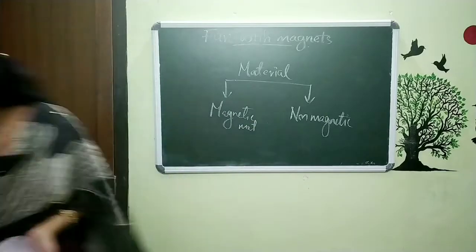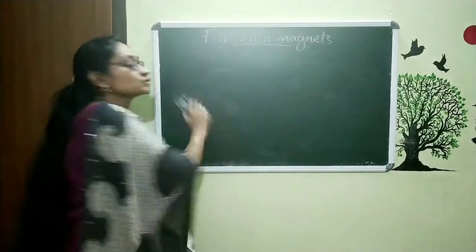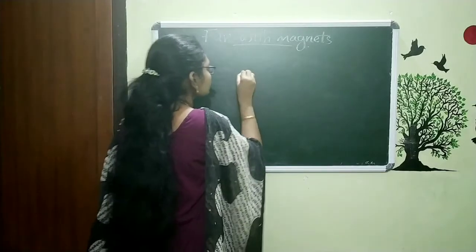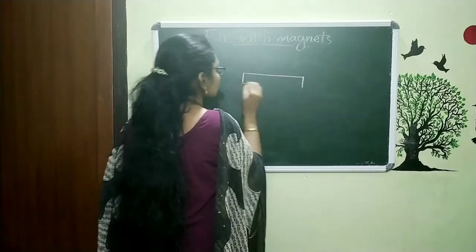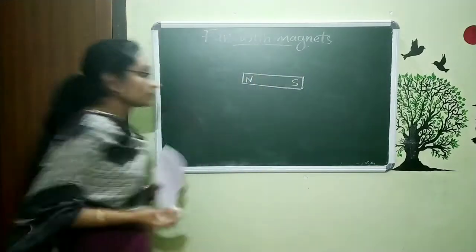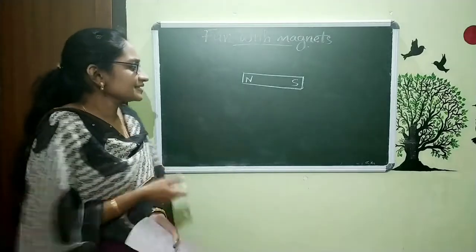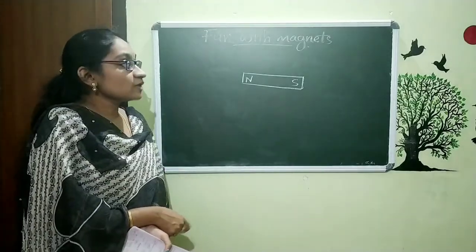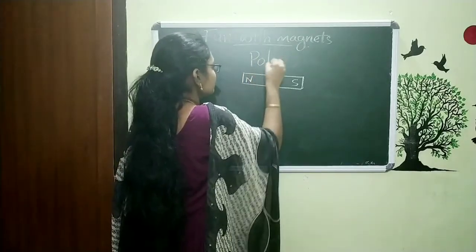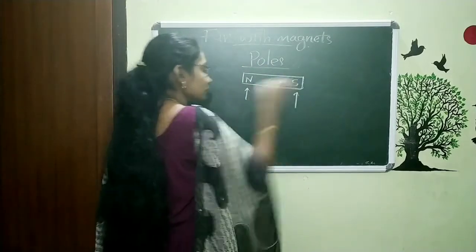And then we studied that a magnet always has two poles, and we call them north pole and south pole. We also studied that magnets of different shapes have different names, and we discussed those. So we are on the topic of the two poles of a magnet. One is the north pole and one is the south pole.